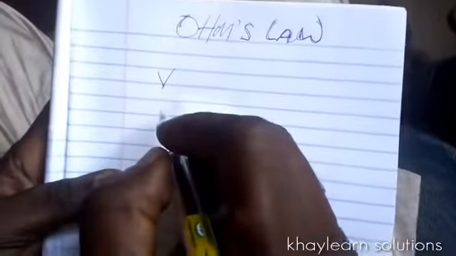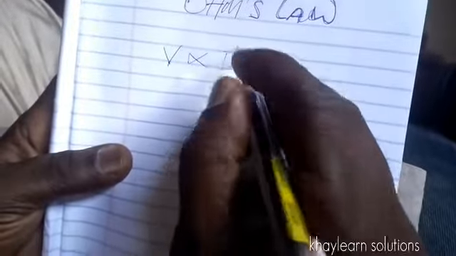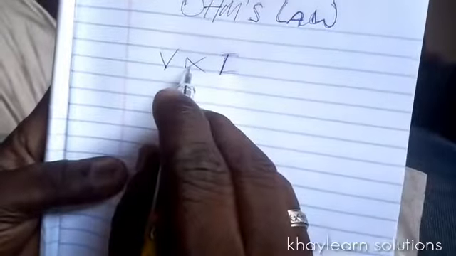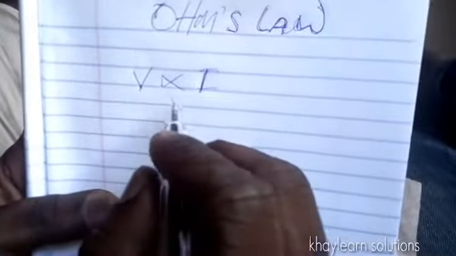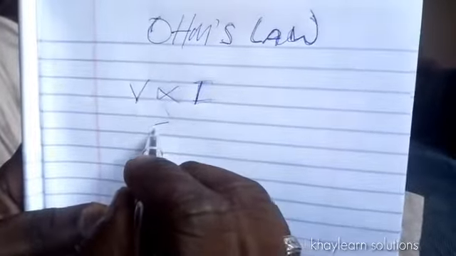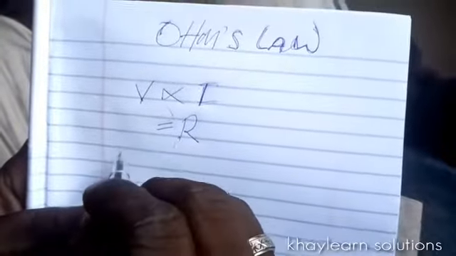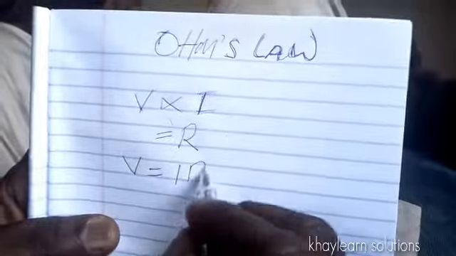Ohm said the potential difference across a conductor is directly proportional to the current flowing through that conductor. Now, this constant of proportionality can be introduced. When we remove the proportionality sign, we introduce an equal sign and R. So automatically Ohm's law becomes V equals IR.